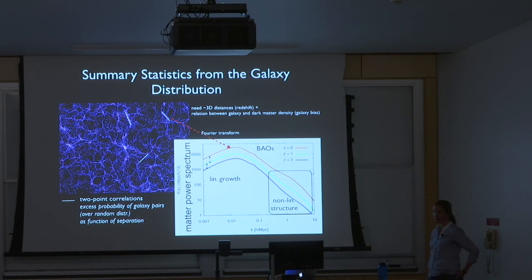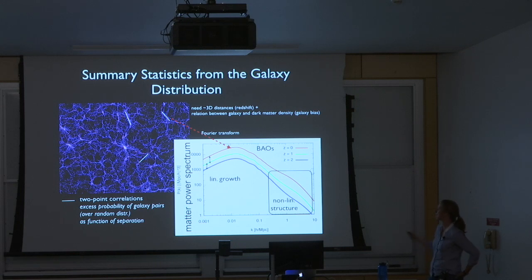So the workhorse for this so far has been the two-point correlation function, which is the excess probability of finding a galaxy pair as a function of separation over a random distribution. The beauty is that this two-point correlation function is relatively simply related to the matter power spectrum, assuming that we know how light relates to matter.